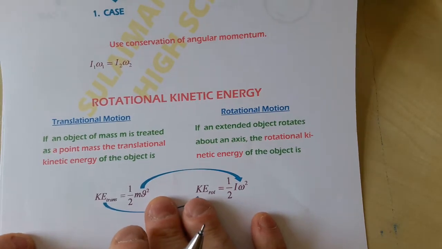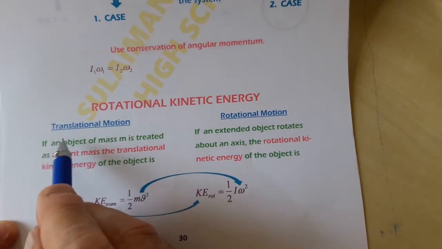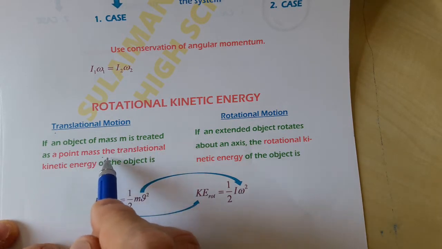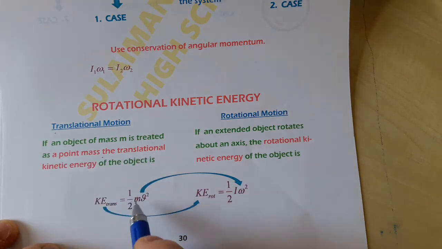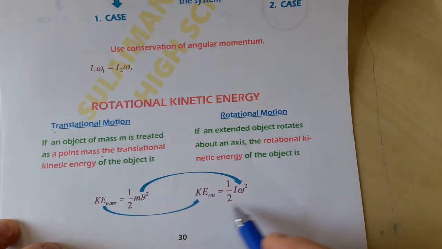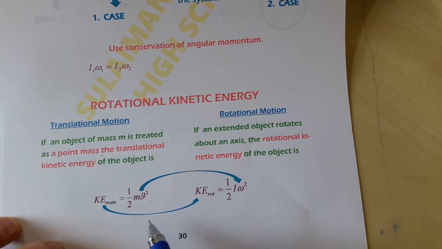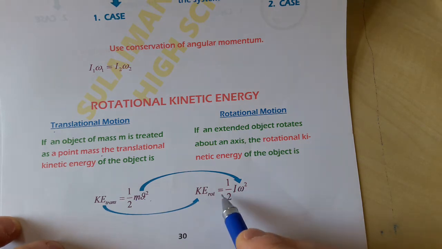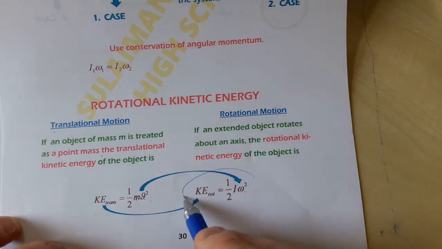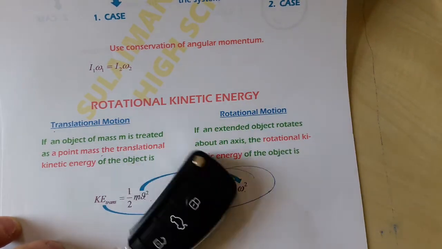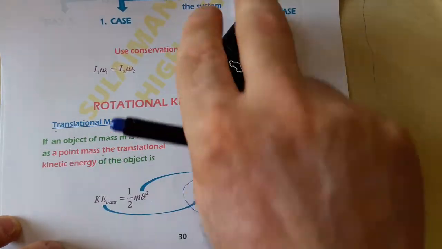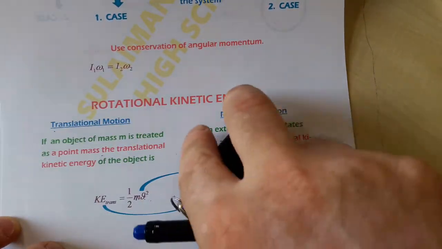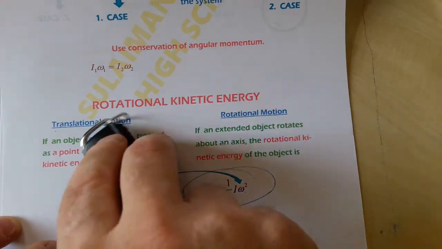The last topic is rotational kinetic energy. Remember, in translational motion, if an object of mass m is treated as a point mass, translational kinetic energy is 1/2 m v squared. But if an object is rotating, instead of m we write I, and instead of v we write omega. So 1/2 I omega squared is the rotational kinetic energy for an object rotating about a specific axis of rotation. This is about rotational kinetic energy.